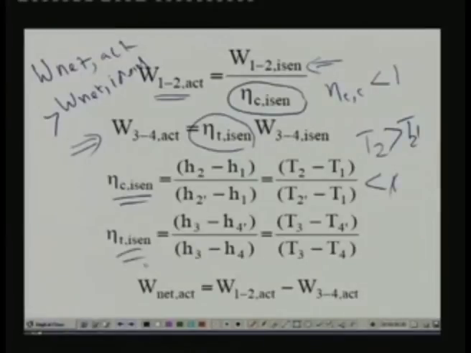And for the turbine also you can write the efficiency in terms of the temperatures. Again this will be less than 1, because as you have seen, the actual temperature at the exit of the turbine will be higher than the temperature in an isentropic process. So, as I said just now, the net work input increases.